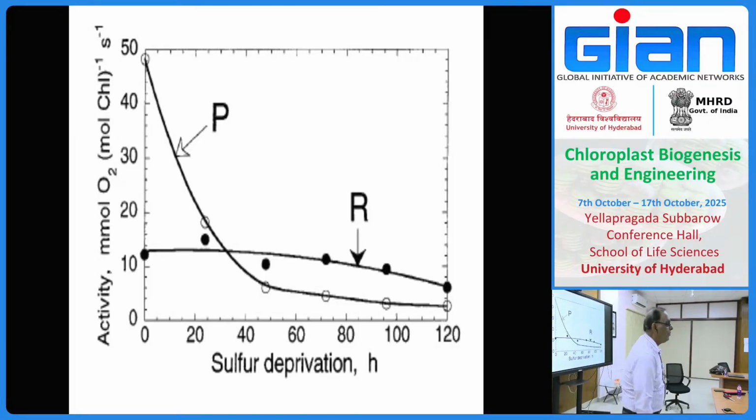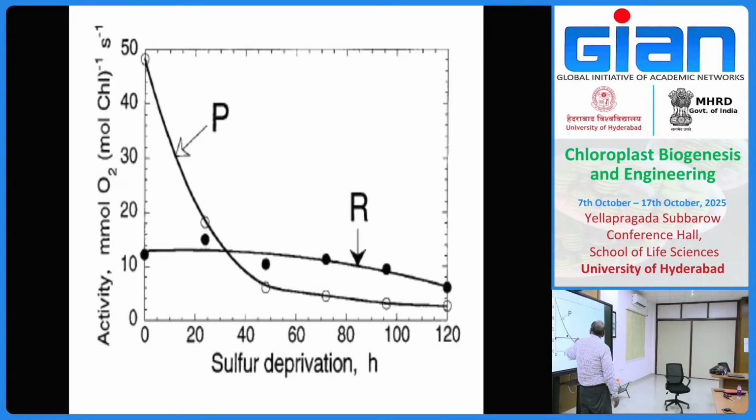So at this point, the anaerobic environment. Respiration is high, photosynthesis is low. Under sulfur deficient condition, you can see photosynthesis drops. Respiration remains almost the same. So after a few hours of sulfur deprivation, you will see the rate of respiration will go high, the rate of photosynthesis will be low.